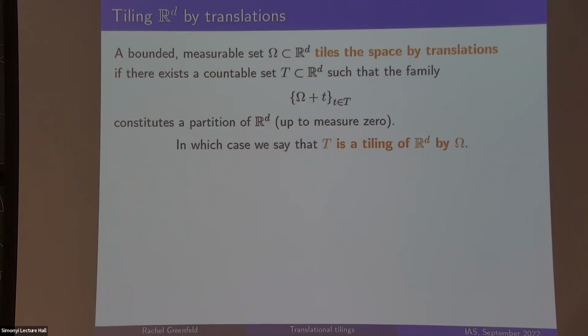Here I consider some bounded measurable set omega in R^d, and I ask whether there is any countable set T such that if I translate my set omega along the points of T, I will cover almost every point in R^d exactly once. If this is the case, if I can find such a T, then I would say that omega is a tile of my space R^d, and T would be a tiling by omega. This is the terminology that I'm going to use.